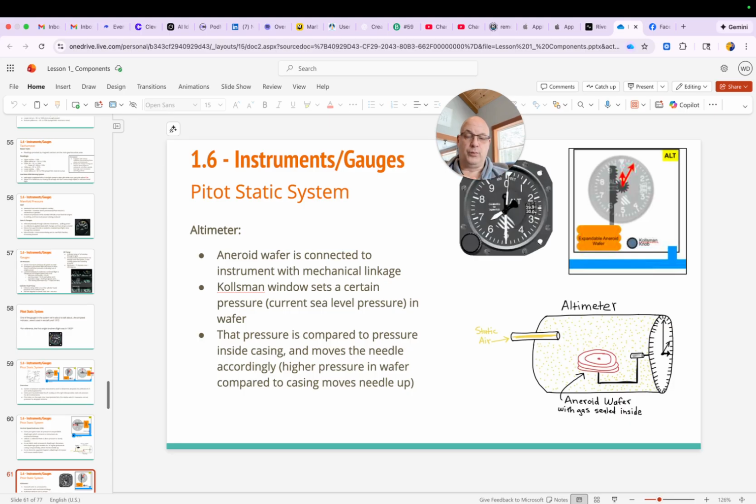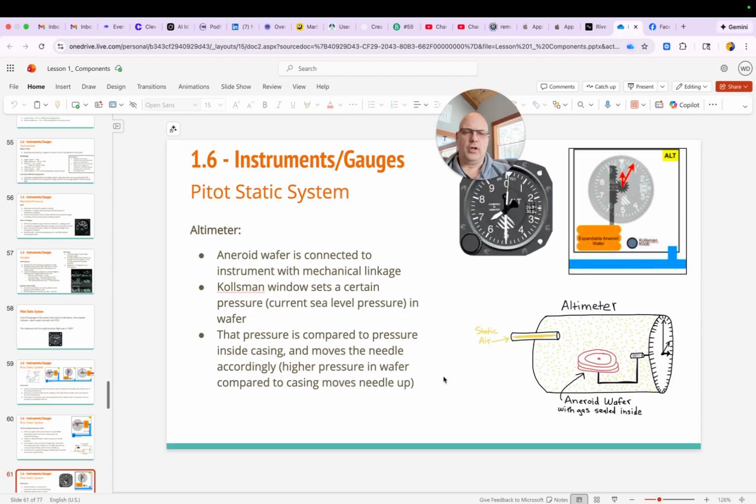The pressure is compared to the pressure inside the casing itself, and moves the needle accordingly. So the pressure in the wafer itself is fixed. The static pressure comes from the outside. The wafer, again, is closed and locked, and it expands or contracts depending on the static pressure being sensed coming into the casing itself, where the aneroid wafer is located.